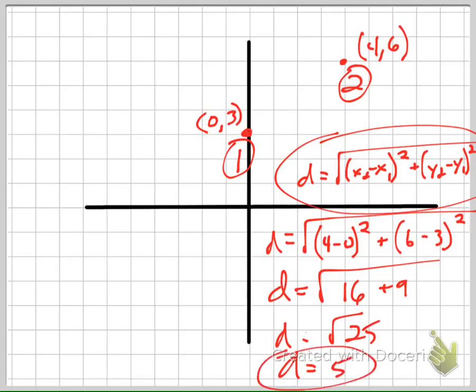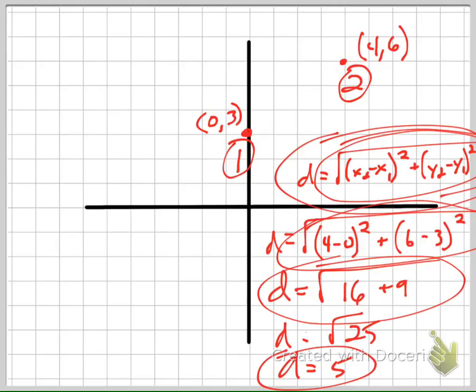What'd you put? Oh, so you had 25 as your answer? Don't forget, this thing's square root the whole time, right? It never ends. That square root symbol never goes away. It stays there the whole time.